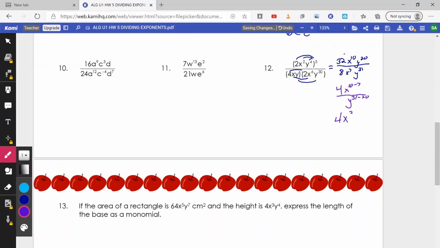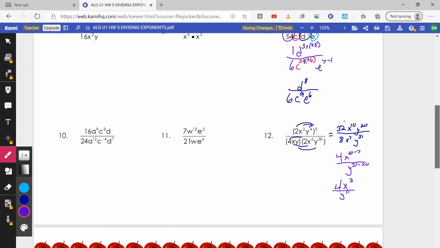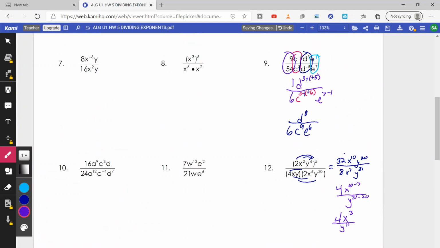And I will simplify 4x. 10 minus 7 gives me 3 over, and then y is on the bottom. 31 minus 20 is 11. So my final answer will be 4x cubed over y to the 11th. So this is a review on what to do when we are dividing a multitude of monomials and what to do with our exponents.